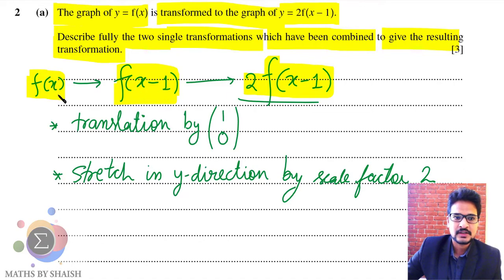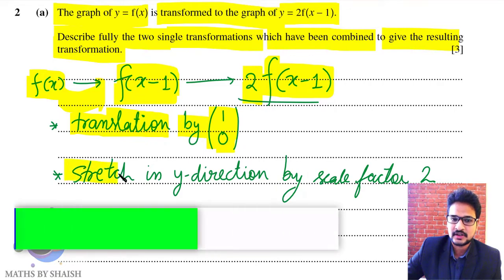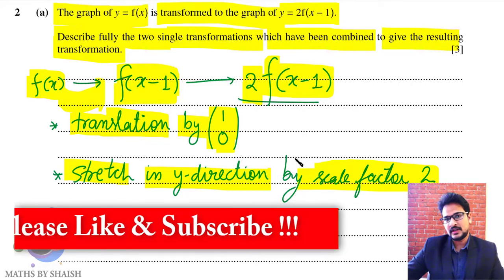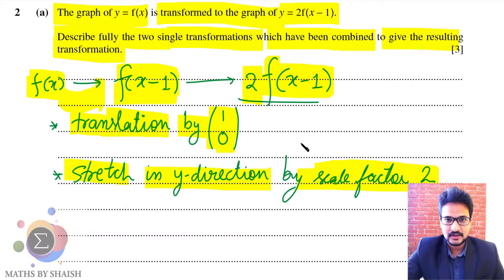So the first transformation is a translation, because it is in plus or minus. If x is coming with x plus or minus, it is a translation in the horizontal direction, that is x minus 1. If f(x minus a), then it is a translation by (1, 0), because there is no vertical translation. And then if you multiply the function f(x) by 2, it means it's a stretch in the y direction by scale factor 2. So these are the two transformations combined to give the resulting transformation.